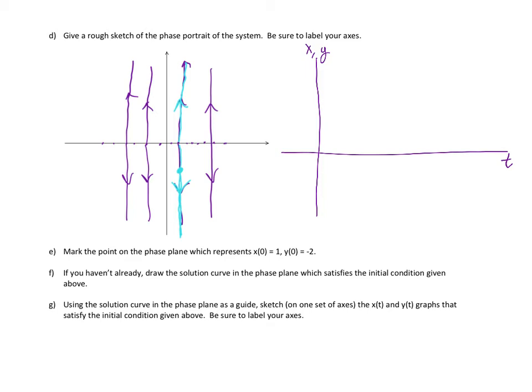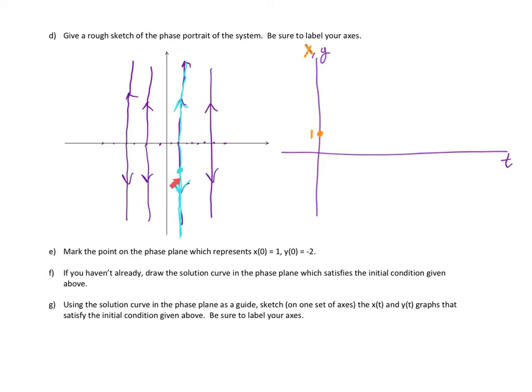x of 0 is 1. So I'm going to try to draw x first. I'll do x in orange. So x of 0 is 1, so I'm going to plot that. When t is 0, x is 1. And then I want to look at the phase portrait and say, okay, if I'm starting here at x is 1 and y is -2, and I follow the solution curve, it's just going down like this.